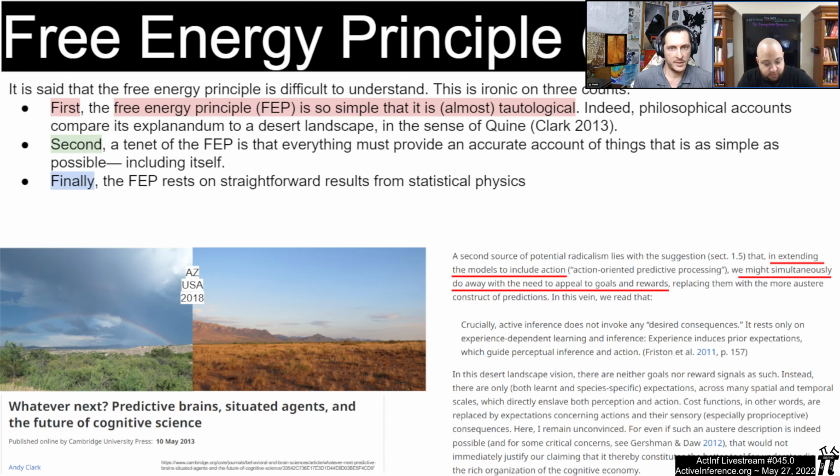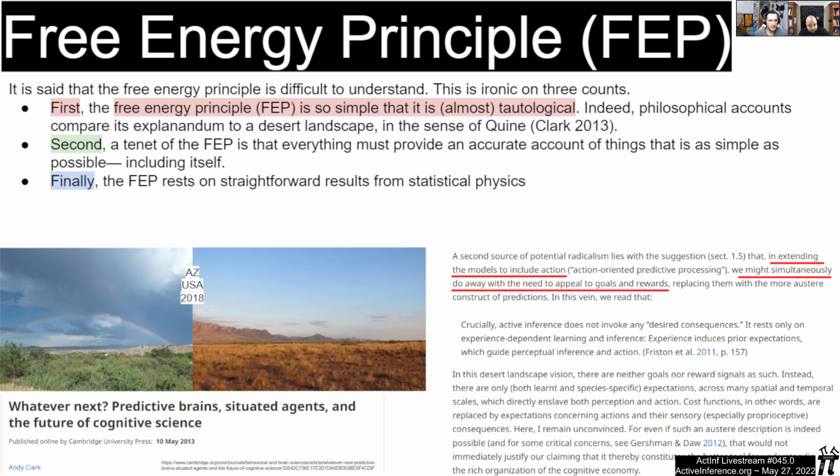They write, it is said that the free energy principle is difficult to understand. No citation. Who's saying that? No one is saying that. This is ironic on 3 counts. First, the FEP is so simple that it is almost tautological. Circular reasoning. Indeed, philosophical accounts compare its explanandum, what it explains, to a desert landscape in the sense of Quine, a Quinean desert landscape, as per what Clark wrote, and we'll return to that in a second.